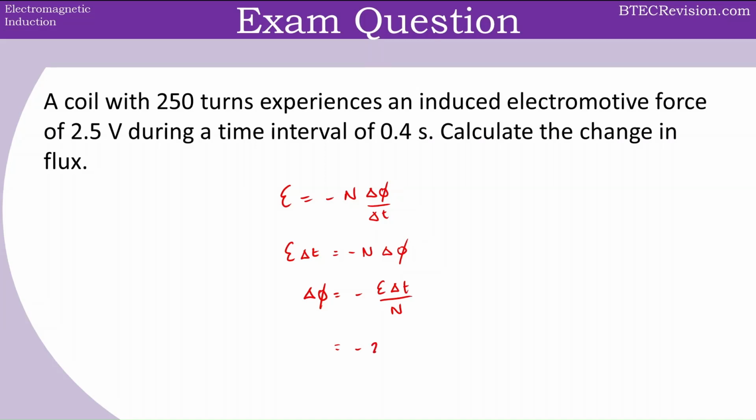Now we can plug in our values. Minus 2.5 times 0.4 divided by 250. And that gives us a value of minus 4 times 10 to the power of minus 3. And the unit is Webers.